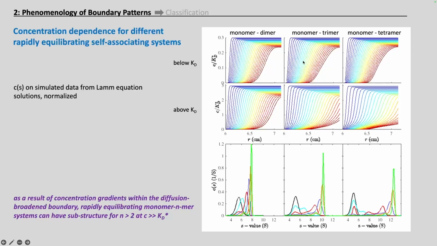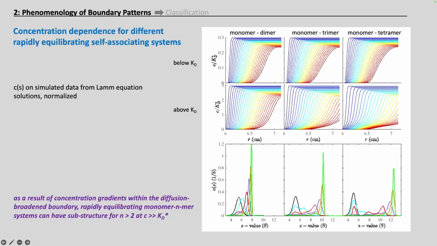Below Kd, things are pretty simple because there's not a lot of oligomer formed, and molecules remain mostly monomeric and sediment close to the S value of the monomer. At higher loading concentrations, however, you can see that the boundary can split. This is because in the diffusion-broadened boundary, the molecules at the trailing edge will see a lower concentration and therefore dissociate from the oligomer into monomers, whereas the rest of the system sediments at a time average S value corresponding to the equilibrium population at the loading conditions.